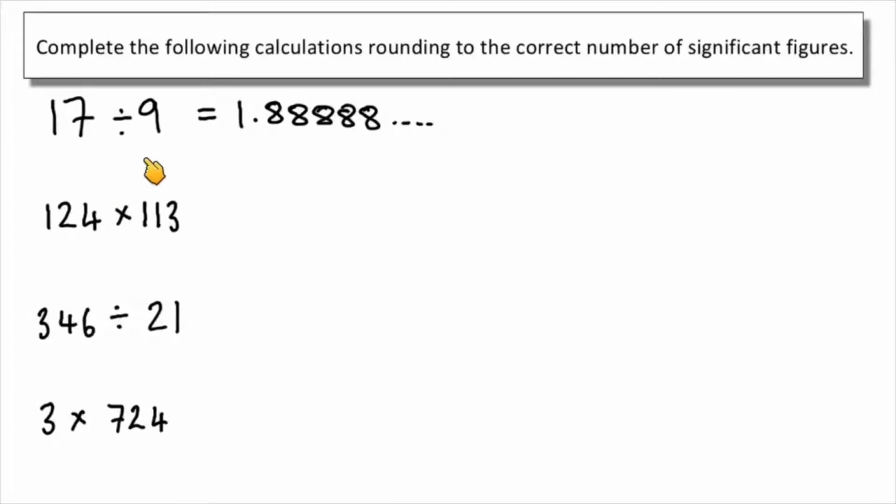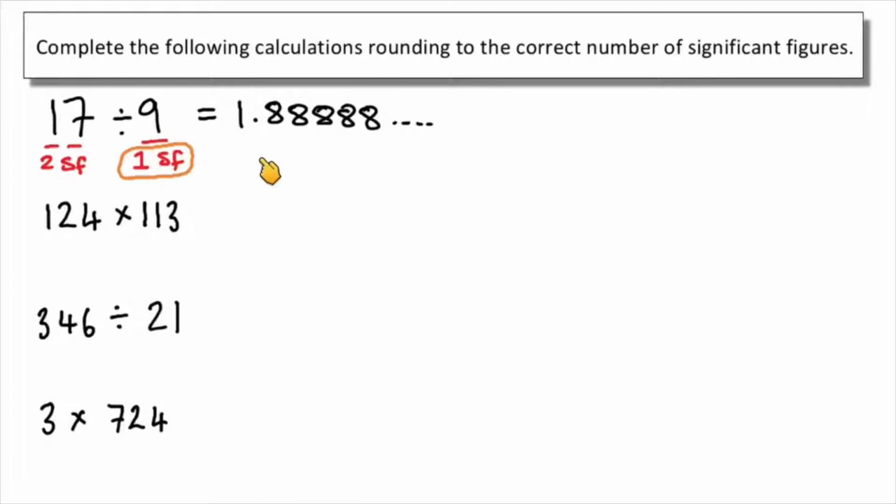Okay, so 17 divided by 9 equals 1.8888 recurring. If we look at the numbers, 17 has 2 significant figures and 9 has only 1 significant figure. So remember from the first example, we round to the least number of significant figures. So in this case, we're going to round to 1 significant figure.